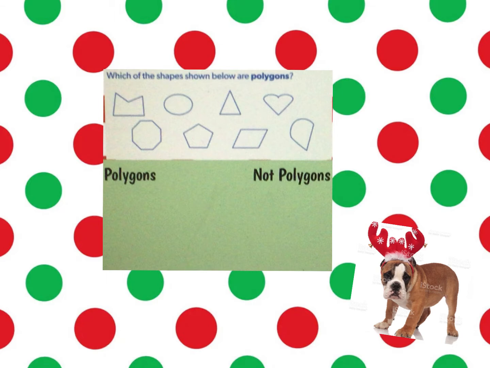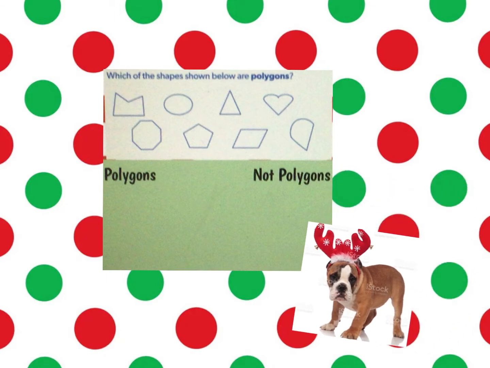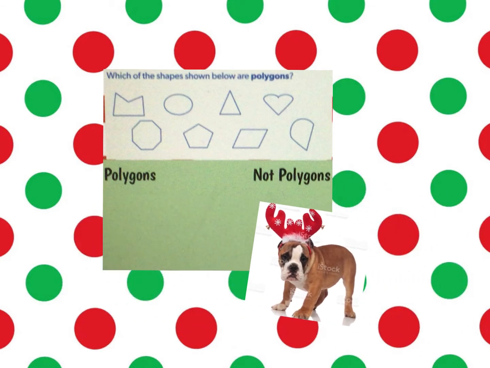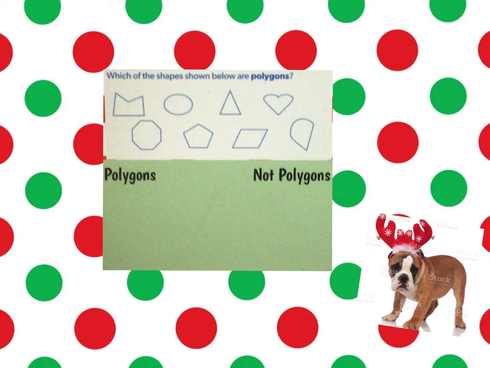So let's take a look at these shapes. Which of the shapes below are polygons? So let's organize them into polygons and not polygons. We're going to make a little chart. So let me get my pen up and going. So if it has straight sides, it would be a polygon.